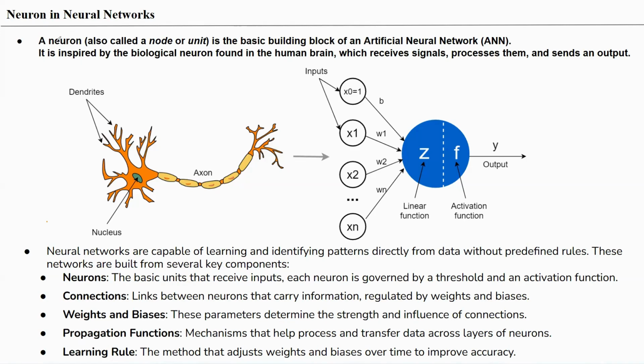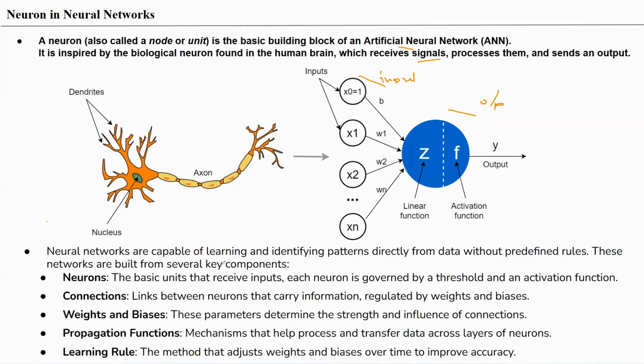Hi all. Today we will discuss what is a neuron in a neural network. A neuron, also called a node or unit, is the basic building block of an artificial neural network. It is inspired by the biological neuron found in the human brain, which receives signals, processes them, and sends an output. So, coming to a simple model of an artificial neural network, it consists of an input layer as well as an output layer. It is the minimum structure required for an ANN.